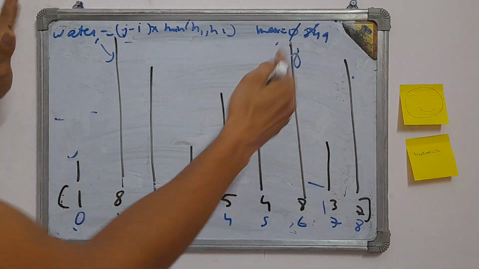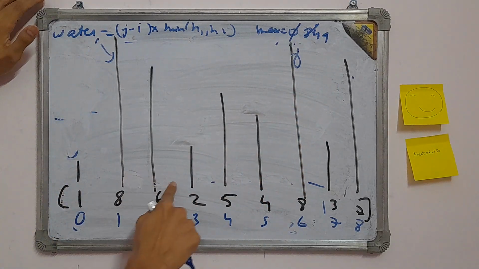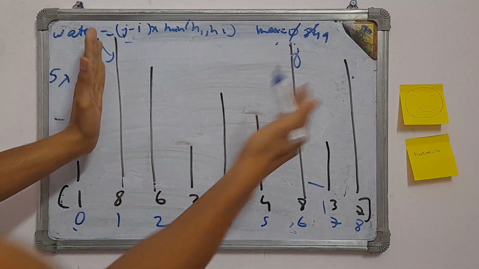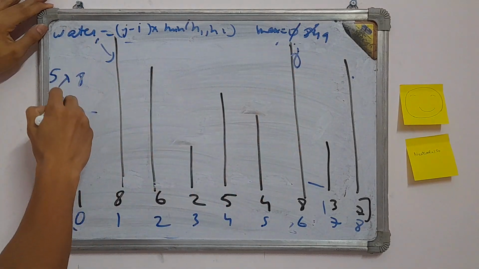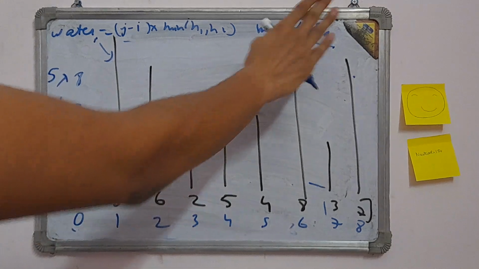Now we get the best height so far, which is 8 and 8. The width is 1, 2, 3, 4, 5. That means 6 minus 1 equal to 5. And the minimum, we can take any one because both are same. So we take 8. We get 40. We already have 49. We now have 40. That means it is still the best answer.